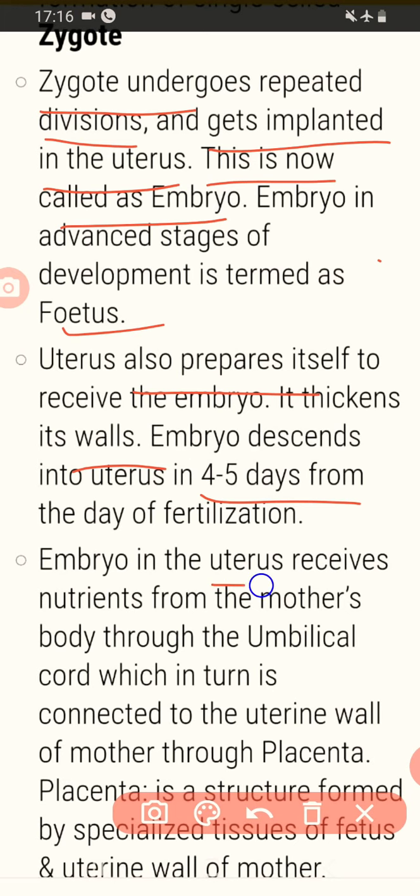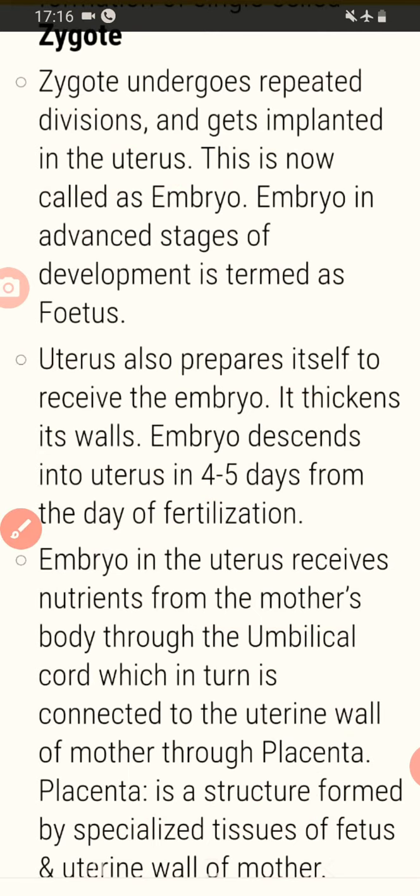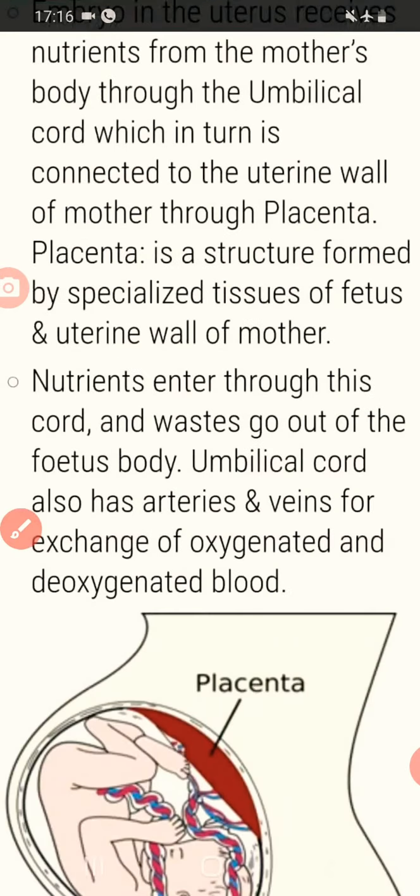The embryo in the uterus receives nutrients from the mother's body through the umbilical cord, which in turn is connected to the uterine wall of the mother through a special spongy disc-like tissue. That tissue is known as the placenta. The placenta is again very important. It is the structure formed by specialized tissue of the fetus and the uterine wall of the mother.